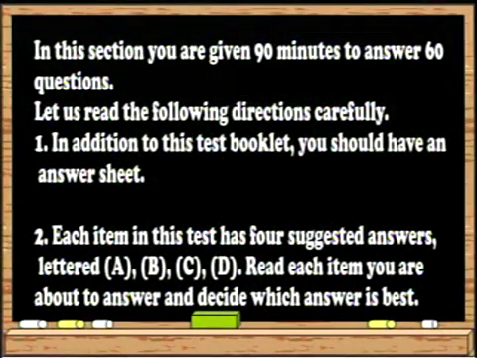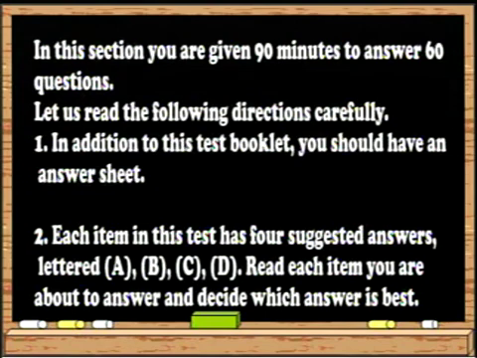Students, today we will look at some of the kinds of items that are examined in Paper 1 of the CSEC English examination. These items are taken from a specimen provided by CXC for your information and guidance. It is necessary that we understand and follow the instructions carefully. In this section, you are given 90 minutes to answer 60 questions. Let us read the following directions carefully.